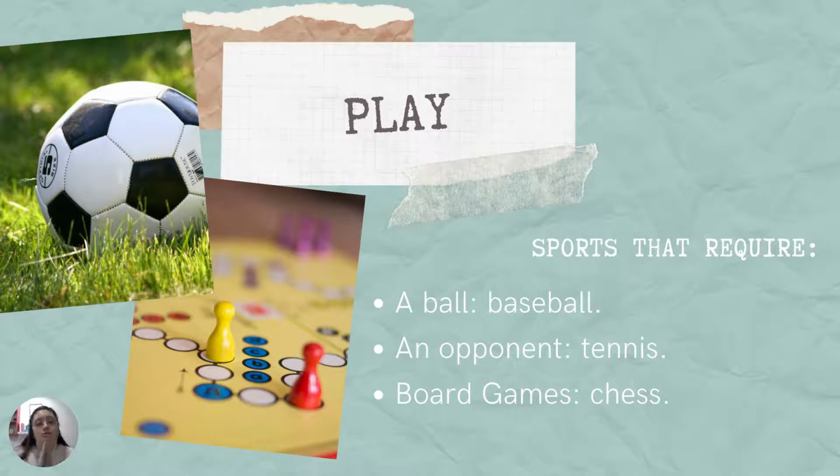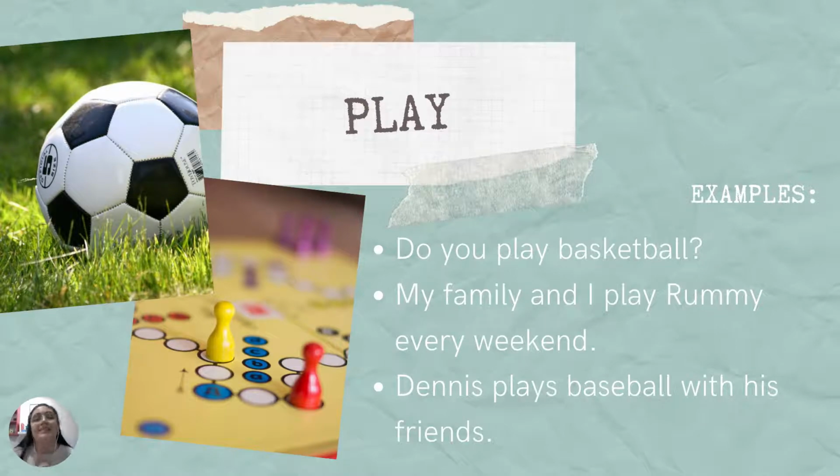Now, I also want to mention some examples in sentences or questions. Number one, do you play basketball? You see, we said play and basketball because for basketball, you need an opponent. This is a team sport and also it needs a ball. Number two, we have my family and I play Rummy every weekend. This is a board game. Remember that we use play for board games.